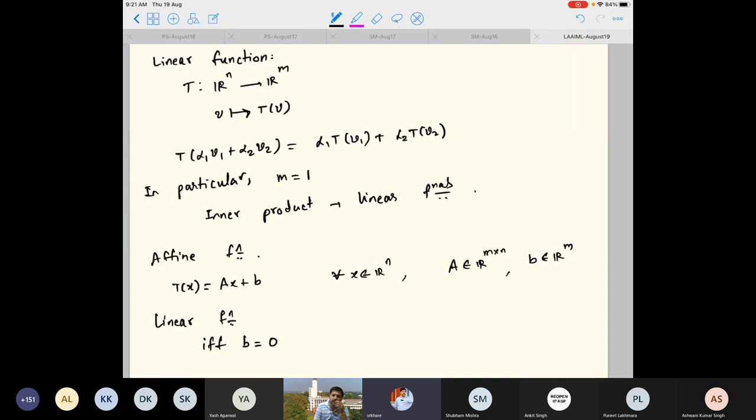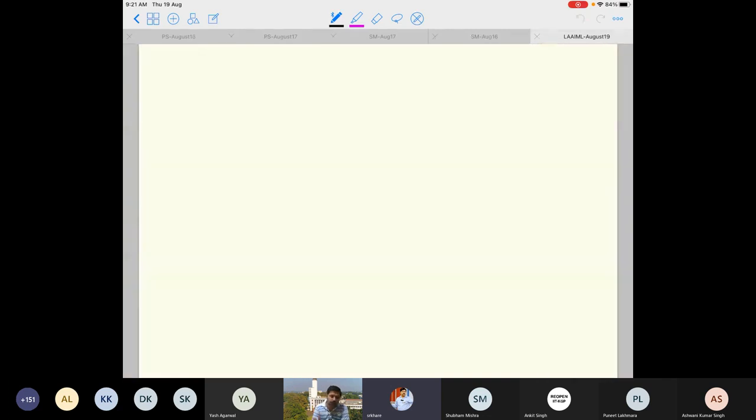Okay, so if those things are clear, then we move to the next topic. One of the important topics is solving system of linear equations. This is something that is really very important, and in many real life applications, whatever problem you are trying to solve eventually boils down to solving a system of linear equations. So how to solve a system of linear equations is a very important problem.